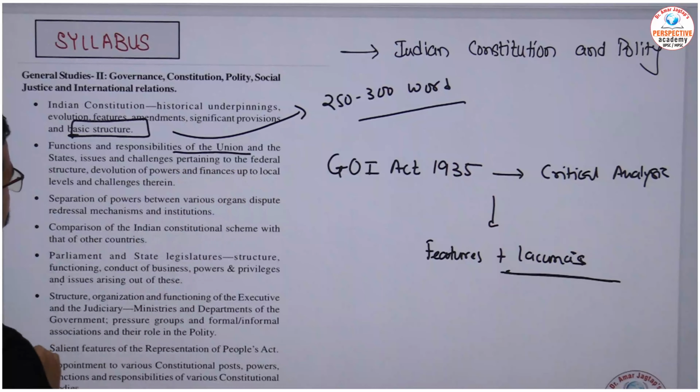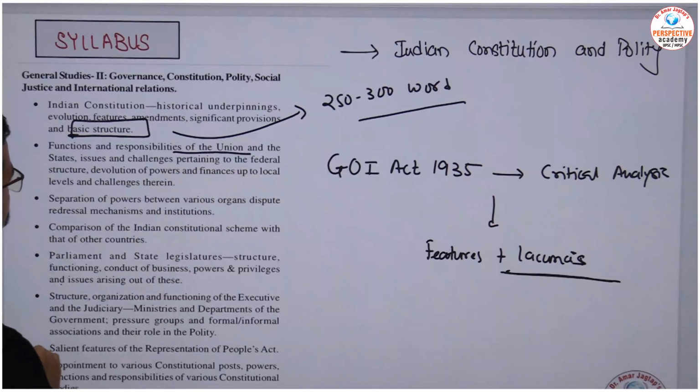Okay, then parliament and state legislature: structure, functioning, conduct of business, powers, privileges and issues arising out of it. Then your judiciary, then Representation of the People Act, constitutional bodies, statutory, regulatory and quasi-judicial bodies. Okay, I will not read each and every point because that will make our lecture very lengthy. So I hope I have given you an idea of how to prepare the notes and so on.